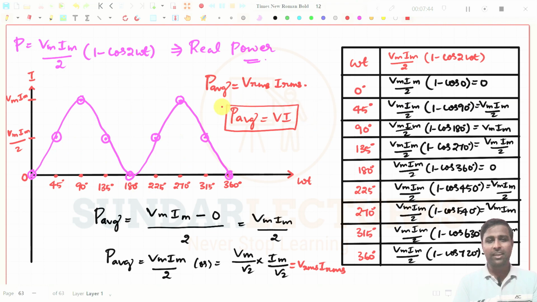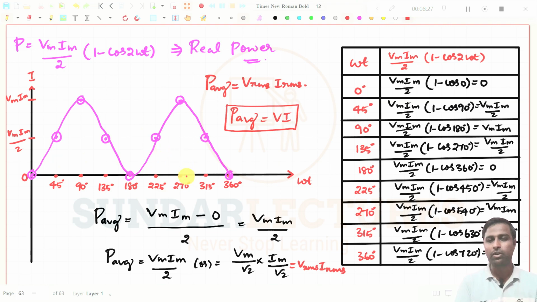Anyhow, by integrating this expression from 0 to 2 pi, you can easily find the average value, which is nothing but VM IM by 2. By deriving the mathematical expression, you can get this value. But I don't go for the mathematical expression unless there is no graph. If you have a graph, then draw the graph and try to understand things from the graph itself. So now you can clearly see this.